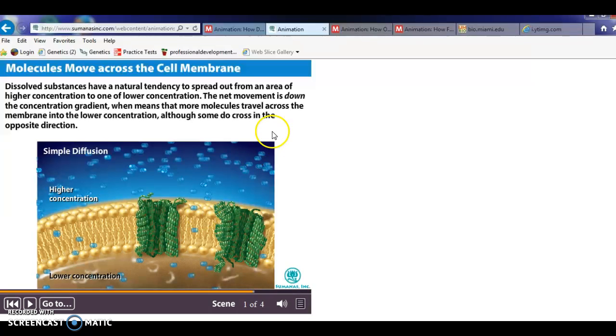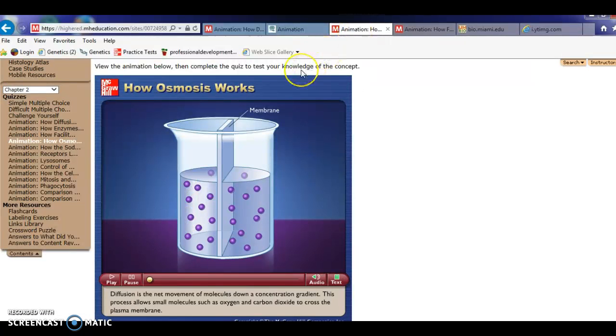All right. The next one is a little bit trickier, I will say. This is osmosis. Osmosis is a diffusion. So as soon as you see the term diffusion, that really means you're going from high to low with no energy. Osmosis is a particular movement where water is going to go across the membrane.